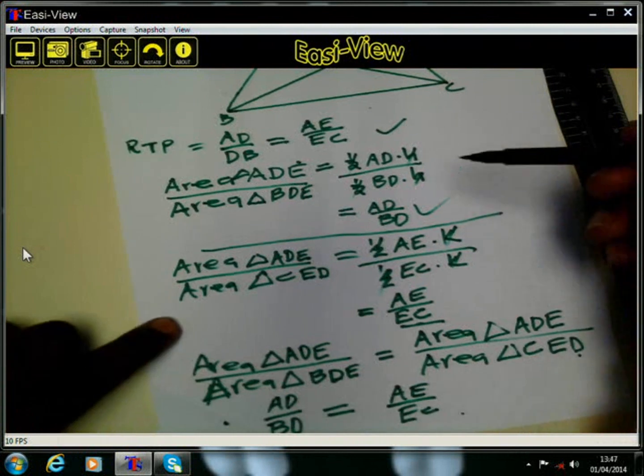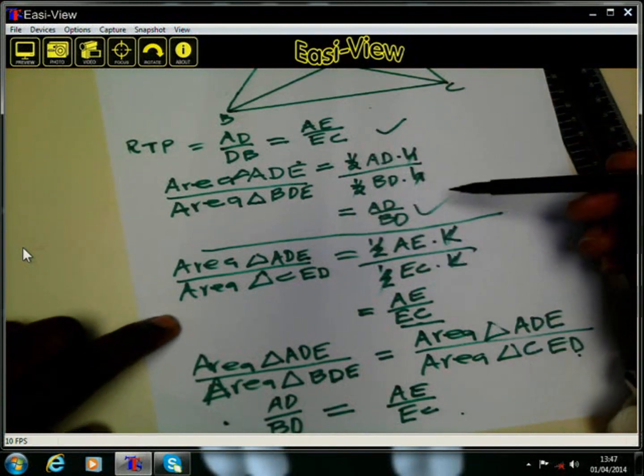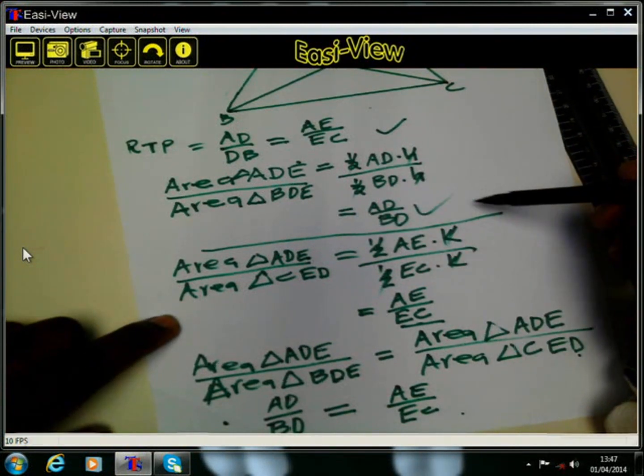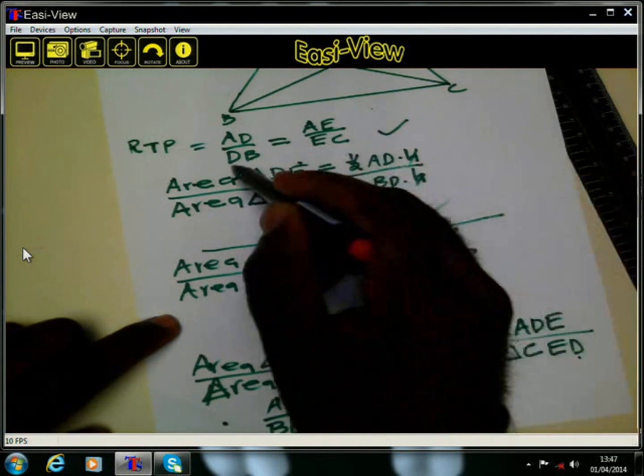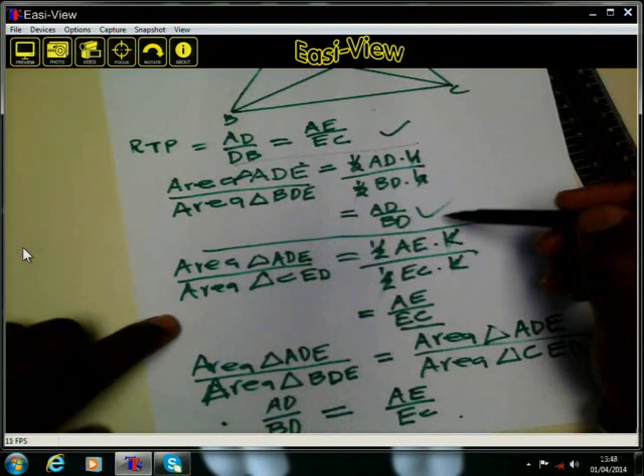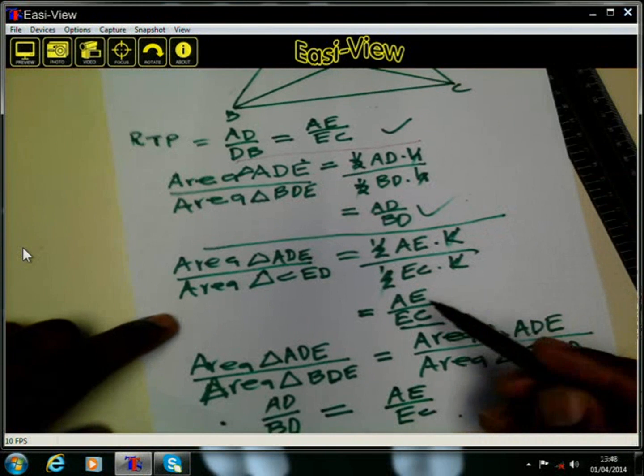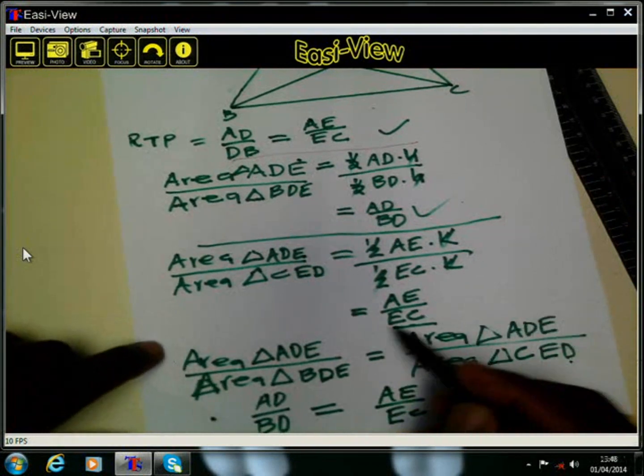Now, this is what we ultimately have come up with. This is the first conclusion. Remember, we were required to prove this. This is the first conclusion. Then the second conclusion is this one.